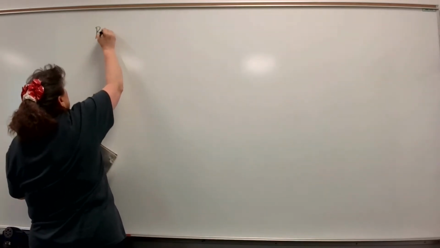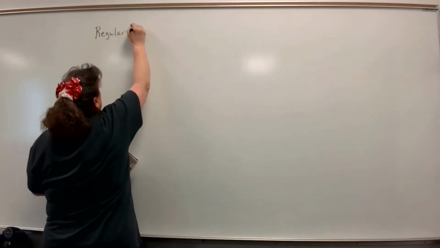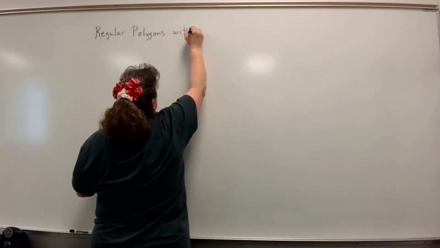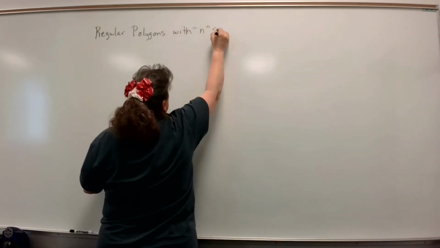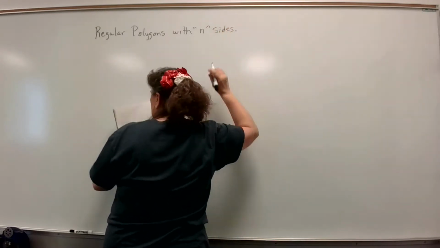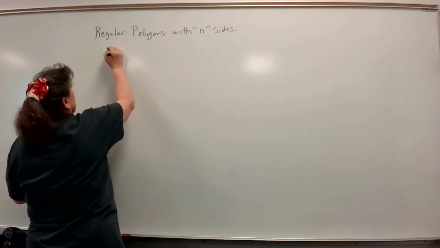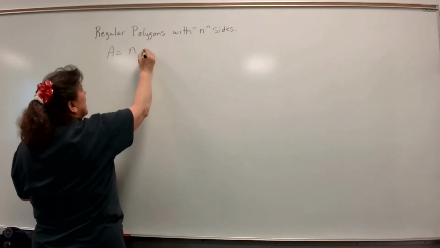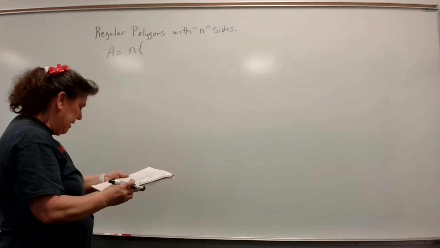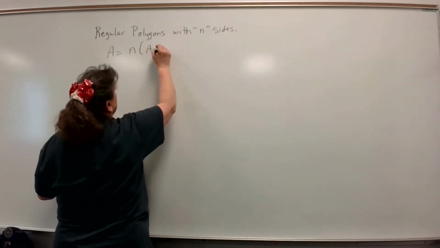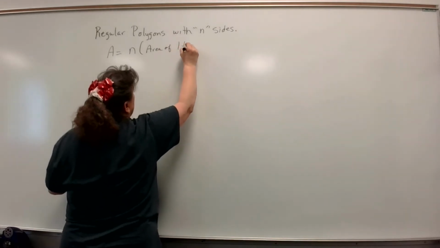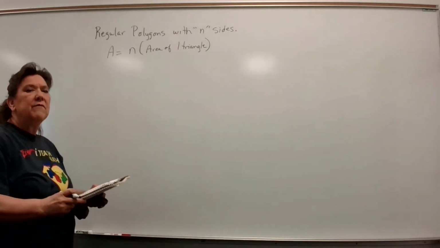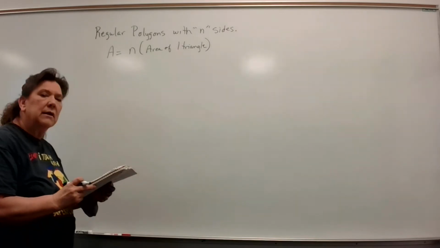Okay, we're going to look at regular polygons with n sides. In other words, the number of sides is however many it is. The area of these kinds of polygons is equal to the number of sides, because that tells you how many triangles you're going to have, times the area of one triangle. And all the triangles in a regular polygon are going to have exactly the same shape.